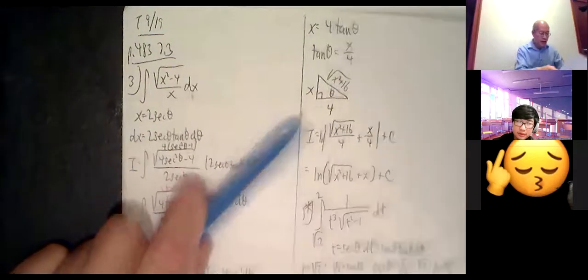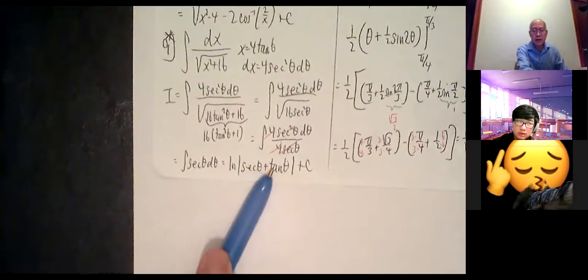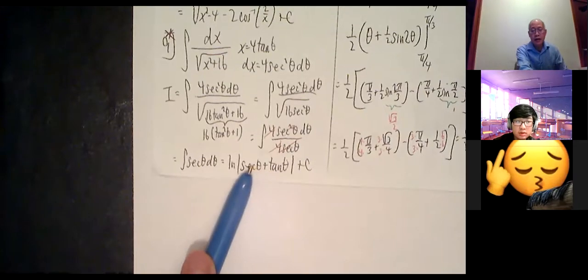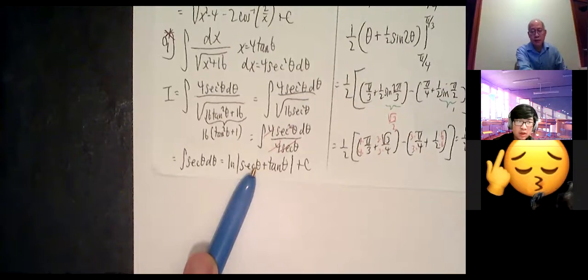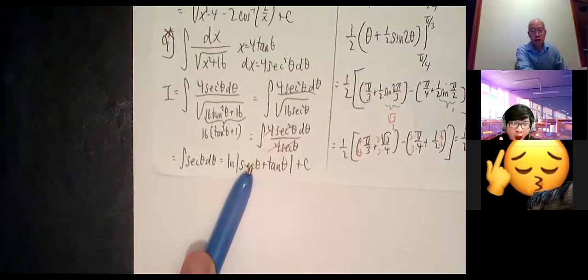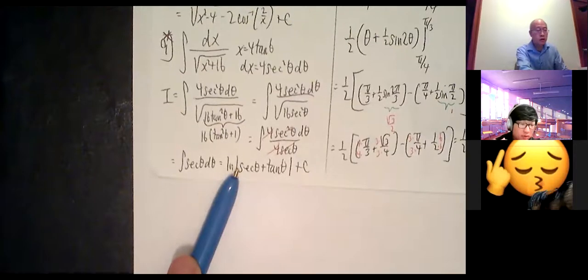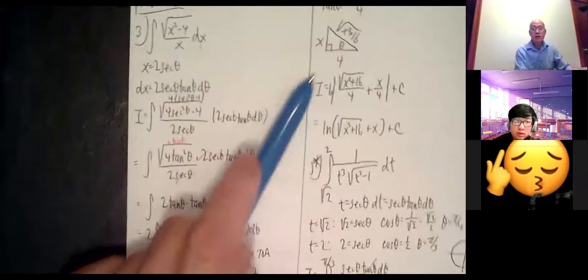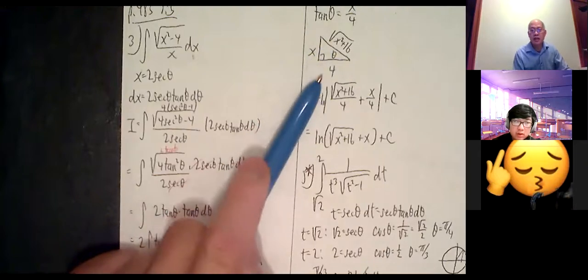All right, so now ln secant theta plus tangent theta. Okay. Now, secant is hypotenuse over adjacent, because cosine is adjacent over hypotenuse, right? Well, we just did something like that, right? Secant is hypotenuse over adjacent. So here we go. Hypotenuse, radical x squared plus 16, over the adjacent, which is 4.